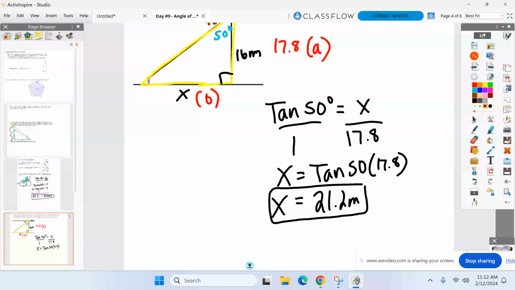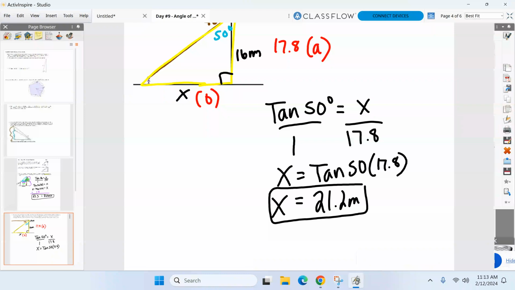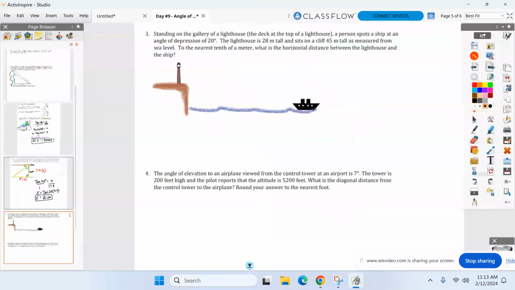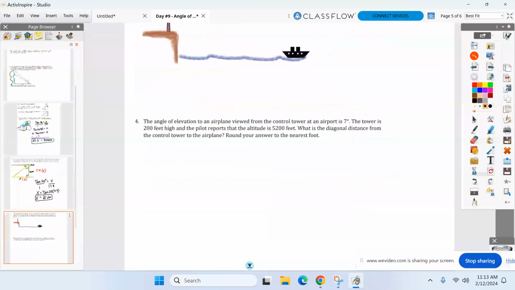Go to number 4 now for me, please. Number 4, because you guys are going to be doing these two problems in your group. But number 4 has a vocabulary term. I want you to know how it fits into the word problem.